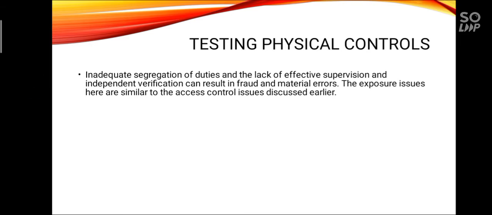Testing physical controls. Inadequate segregation of duties and lack of effective supervision and independent verification can result in fraud and material errors. Exposure issues here are similar to access control issues discussed earlier. Yun nga, bale, yung ginagawa ng internal auditor para ma-check o ma-test yung segregation of duties, nire-review niya yung job description and organizational charts, and by observing physical processes should disclose the more egregious example of incompatible tasks.